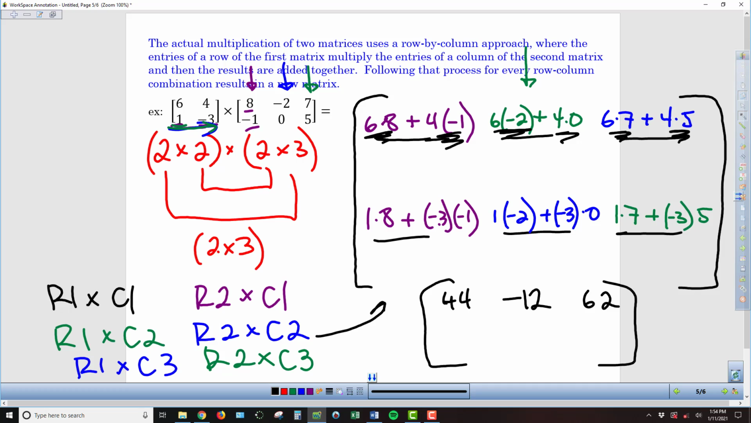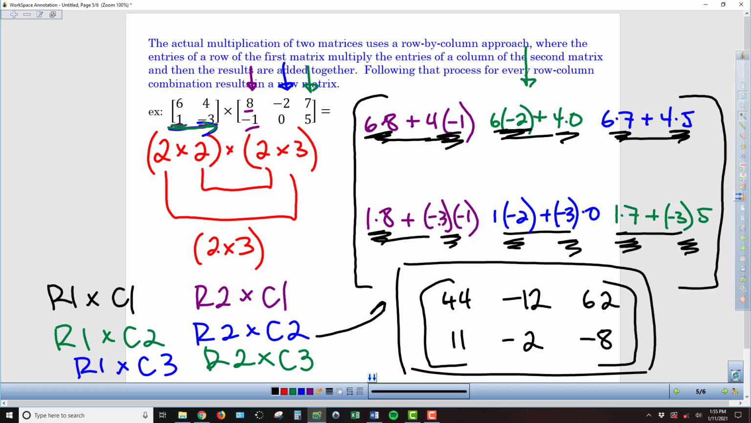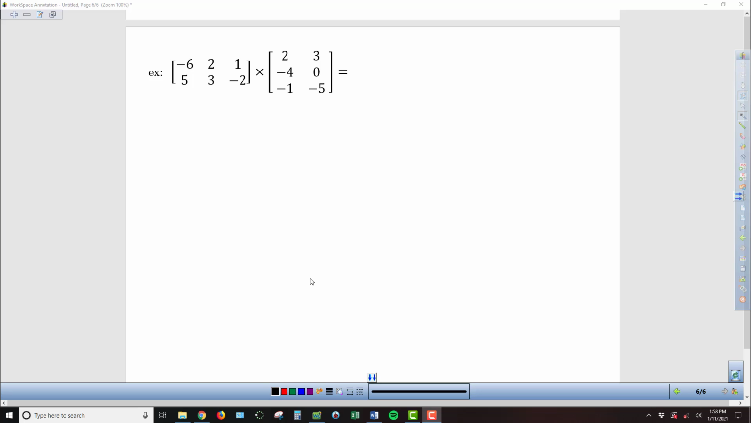Then I'm going to do the same thing for the bottom row. 8 plus 3, so I get 11. -2 plus 0 gives me -2. And then lastly, I've got 7 plus -15, so we get -8. And so this now is the matrix that we get when we multiply the two matrices that were given to us here. So let's take a look at another example.